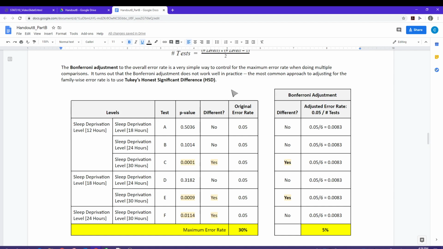The most common approach to adjusting for the Familywise error rate is to use something called Tukey's Honest Significant Difference, or Tukey's HSD. John Tukey is a famous statistician, and he's the one that invented the box plots. Furthermore, this test has the word honest in it, and I don't know how you could not use a test that has the word honest in it. So he was wise in using that terminology when naming his test.